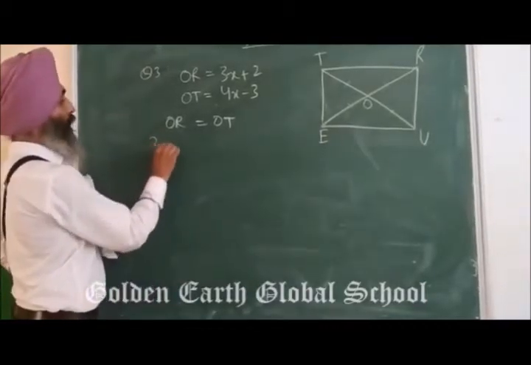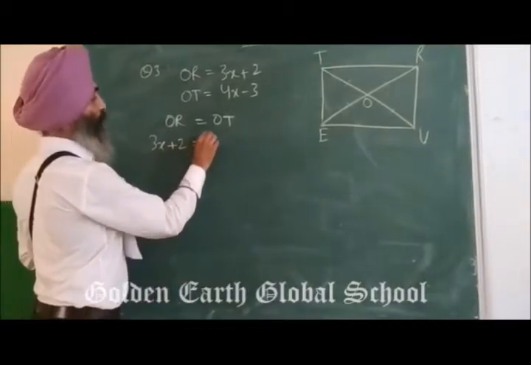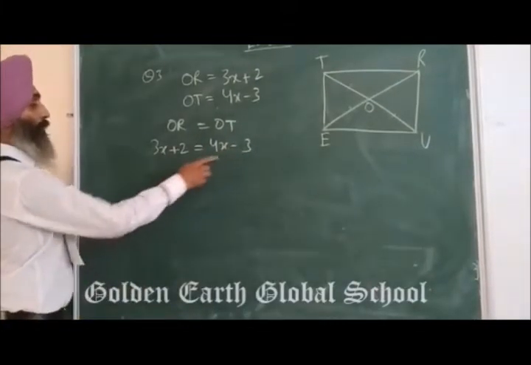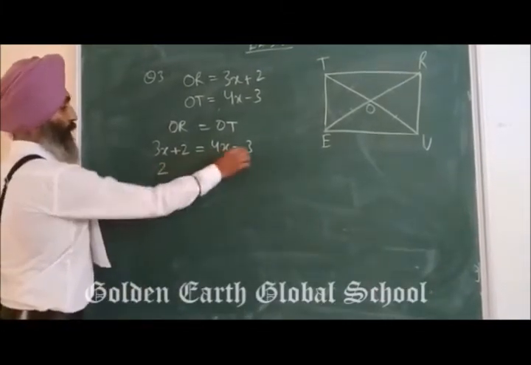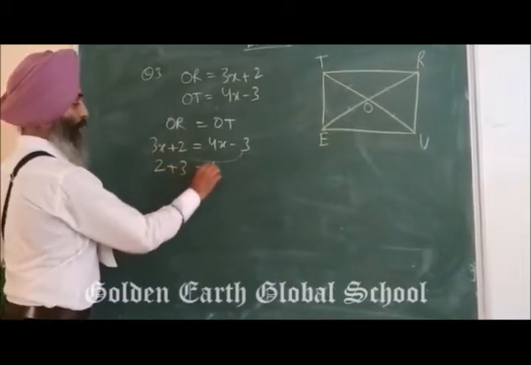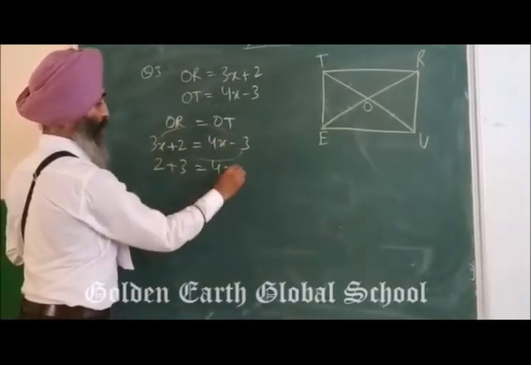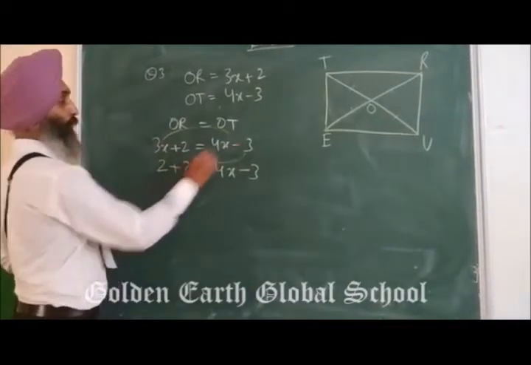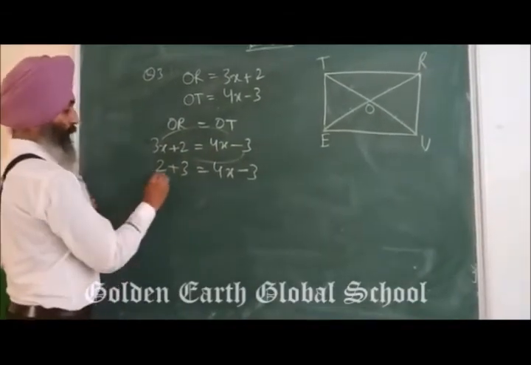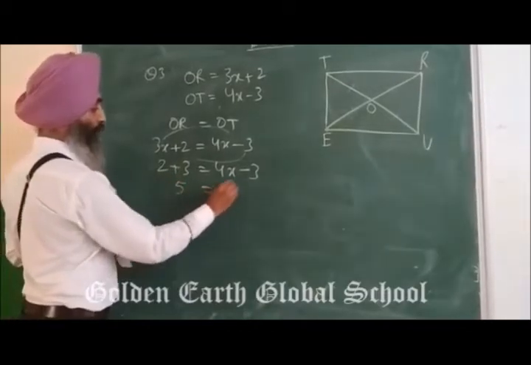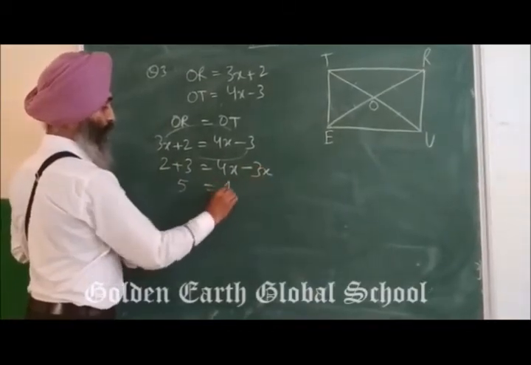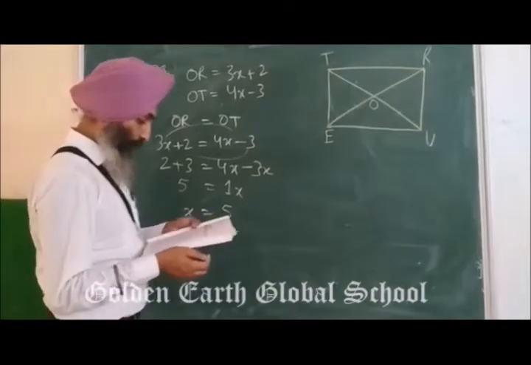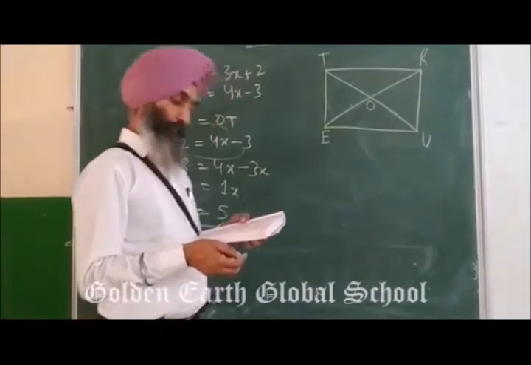So you can put 3x plus 2 is equal to 4x minus 3. To find the value of x, we have to take the constants together and the x terms together. So this goes there and becomes minus, this comes here and becomes plus, okay, by the transpose method. So 2 plus 3 is 5, 4x minus 3x is 1x or x. So x is equal to 5. We have to find the x only.